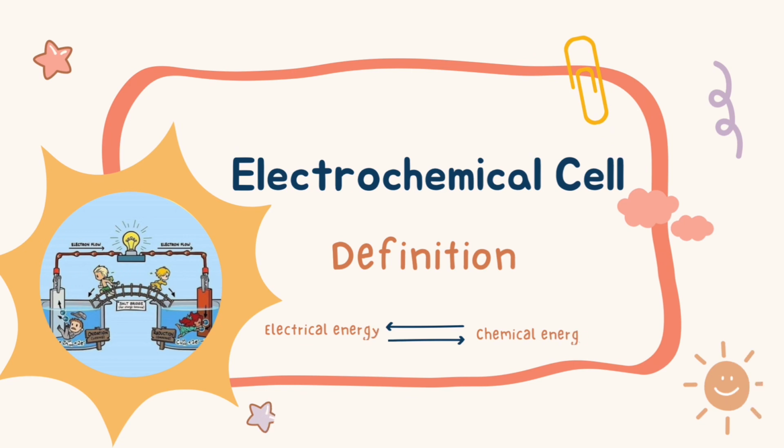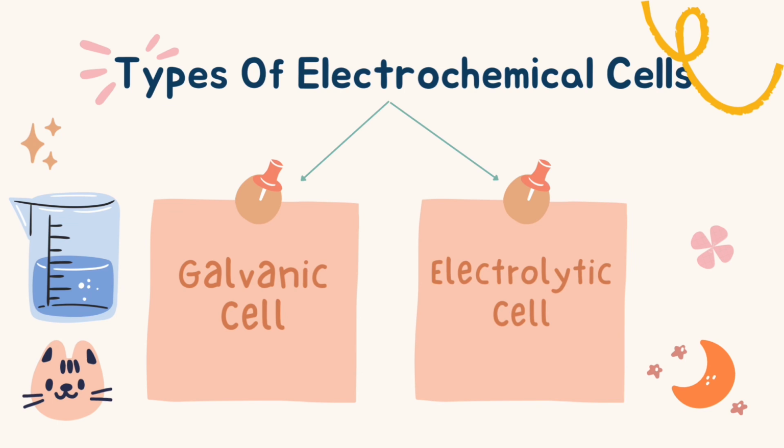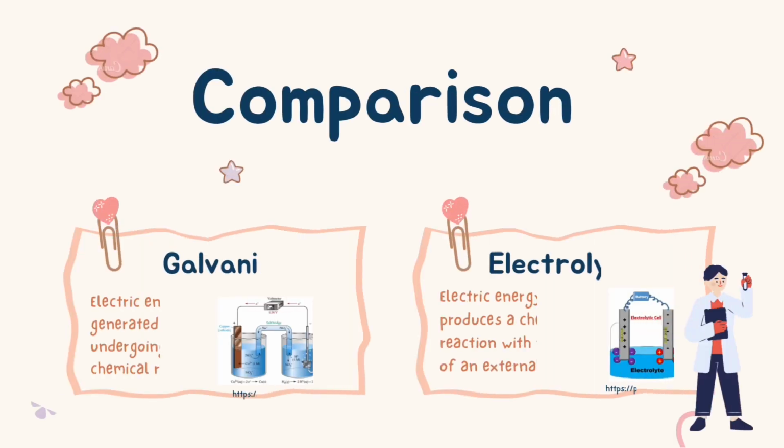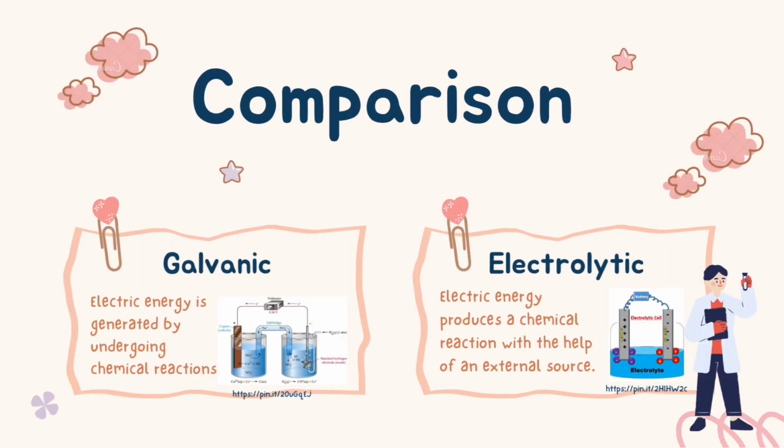To define electrochemical cells, they are devices that can produce electrical energy from chemical energy and vice versa. I'm going to talk about two types of electrochemical cell, which are galvanic and electrolytic cells. Now let's compare the galvanic and electrolytic cell.